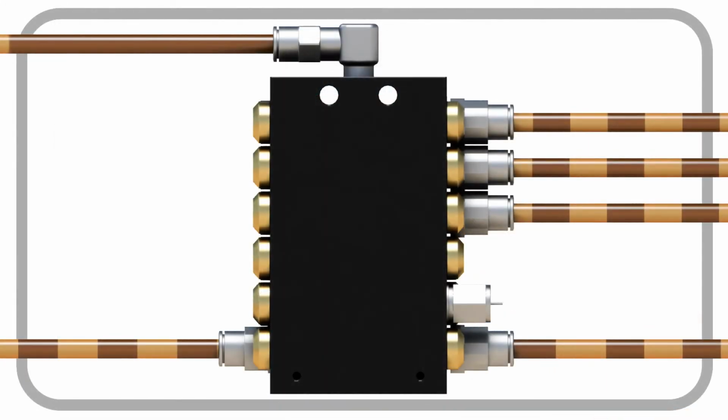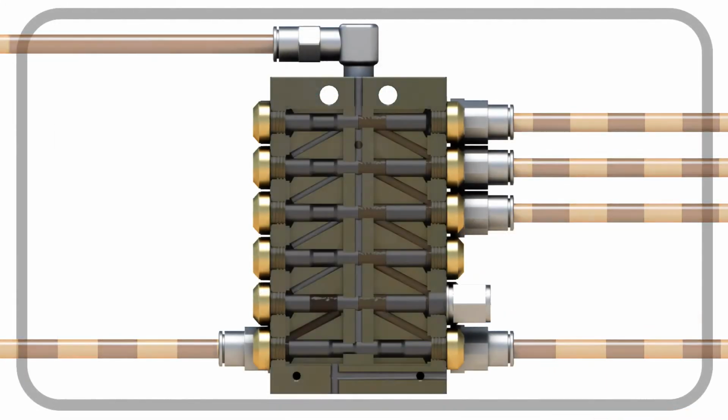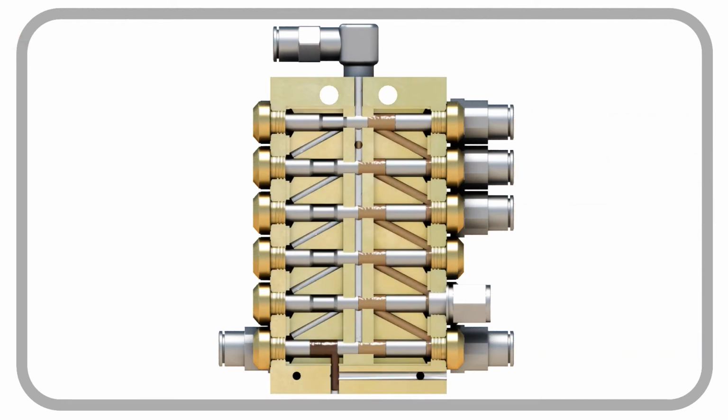The SSV divider block is the heart of the system. More than a drilled manifold block, the valve incorporates a series of metering pistons which accurately dispense lubricant from each outlet.